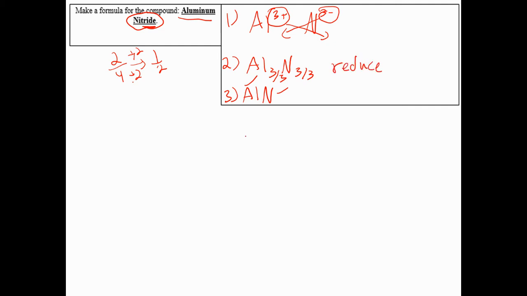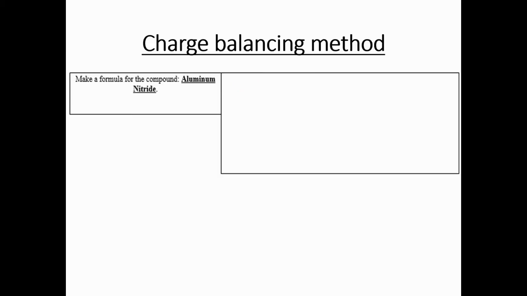If you were doing the charge balancing method, you'd have Al 3 plus, N 3 minus. 3 plus and 3 minus already equals 0. All you have to do is draw one Al and one N. That's AlN. So the benefit of the charge balancing method is that you don't really have to do the crisscross and the reducing because it's done for you by you just drawing in the ions to balance it out. So again, charge balancing method was done for you on the previous slide.